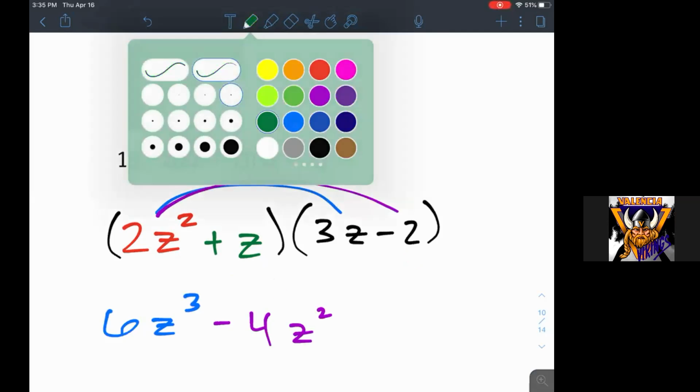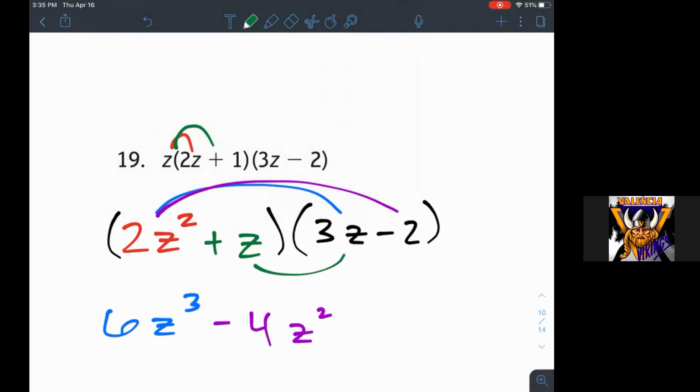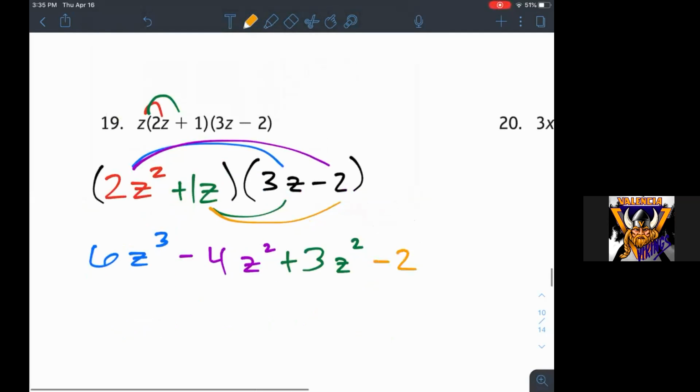All right, making good headway. Let's do z times 3z. Notice this is basically a 1 or no number in front. So 1 times 3 is 3, effectively meaning just drop that 3 on down. And then we have z times z, which is z squared. And last but not least, z times -2 is -2z.